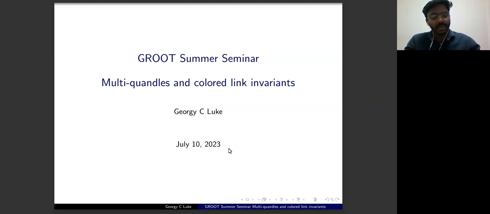So basically, my work is on knot theory. Particularly, what I was trying to do was construct some colored link invariant. So I came up with a notion called multi-quandles, similar to the idea of quandles. So I will try to explain things from the basics of knot theory.